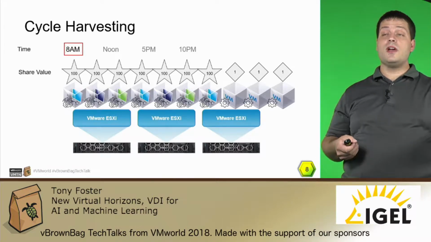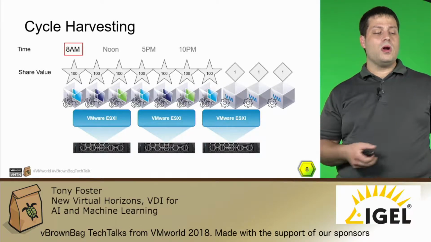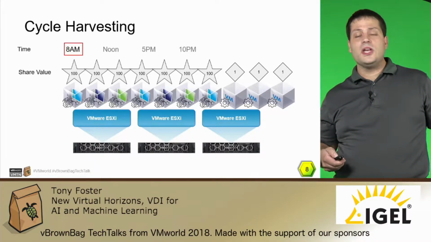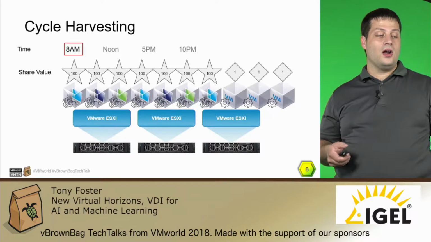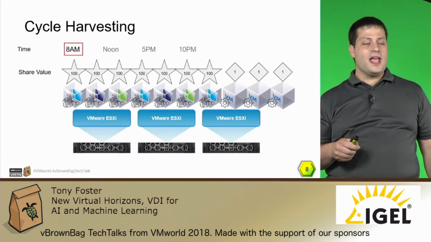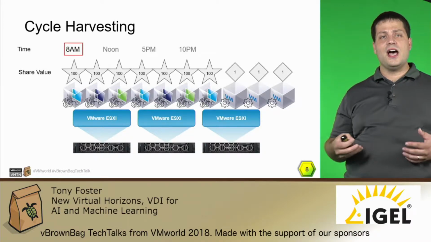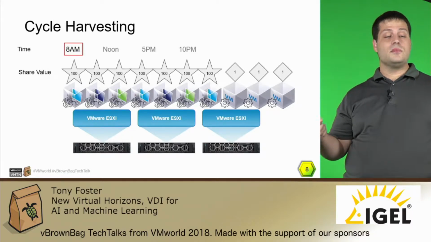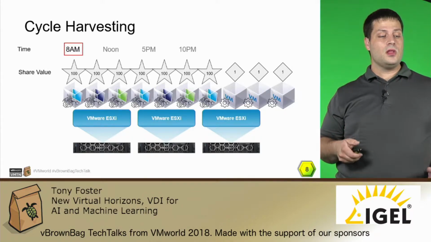If you look at this, we've got a VDI environment, and right now we're running full blast on all of the hosts. Notice that we also have share values above all of those: 100 shares for all of our virtual desktops. Then we have some virtual machines off to the side. Those could be doing inferencing for us, and notice that those have a share value of 1.